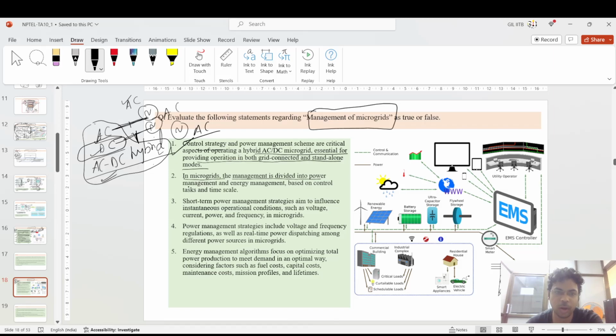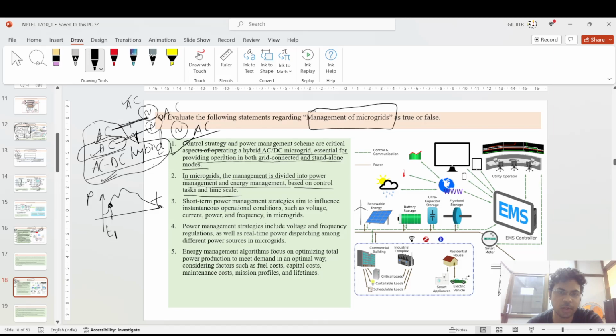The second statement is saying that in microgrids, the management is divided into two types, power management and energy management, based upon the control task and the time scale. You know that energy is power times time, the area under the P-T curve. So the management is what you need: at a certain point, suppose this is a T1 time, you need certain power.